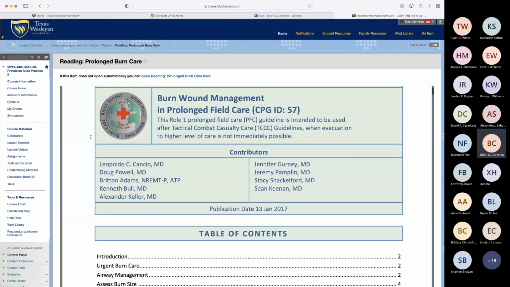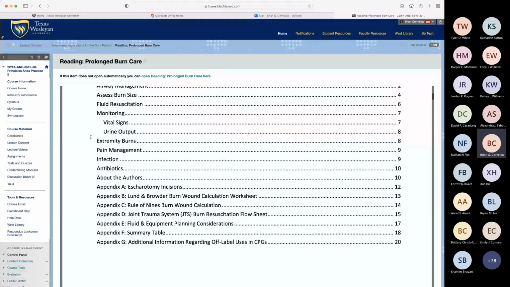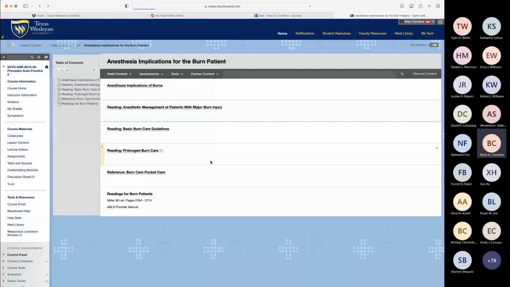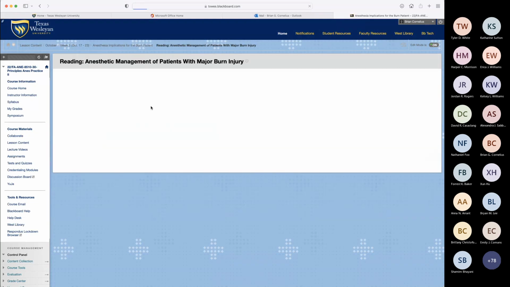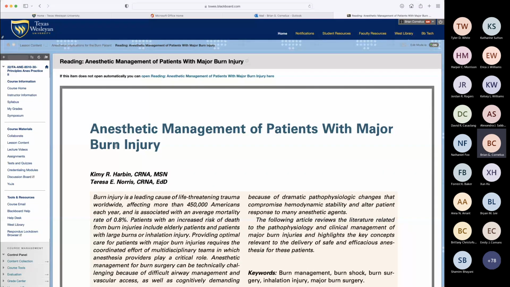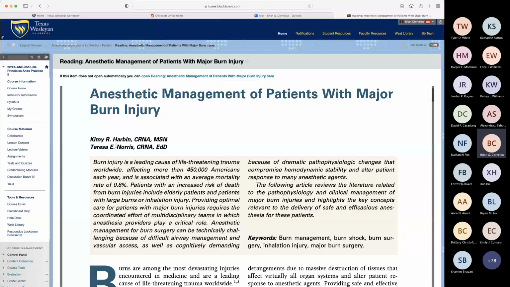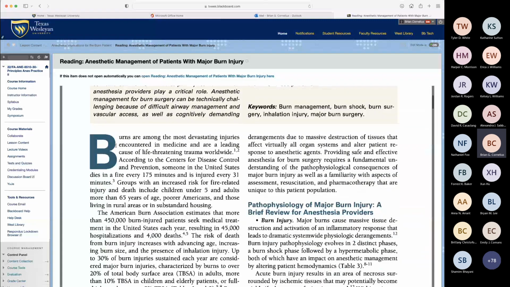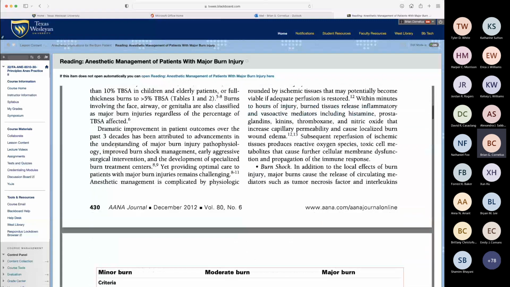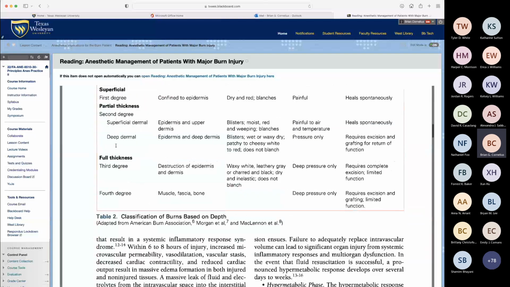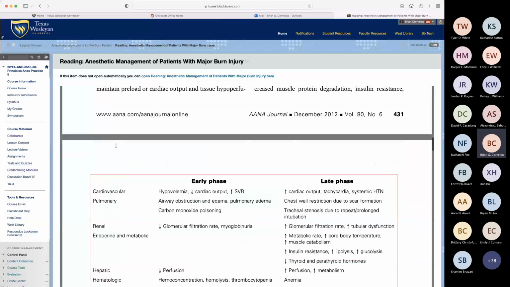This one goes a little bit further into prolonged burn care. So this makes you think about things after the initial 24 hours. So as you start thinking more about pain management, infection, and that sort of thing, it's pretty helpful for you. As I said, this is just an article from the ANA Journal talking about anesthetic management of burn injuries. A lot of it's a review of what we talked about today, but there's some helpful information in there.